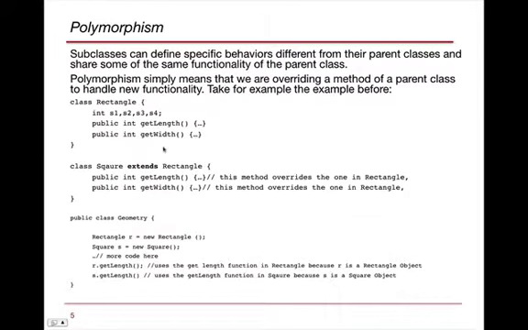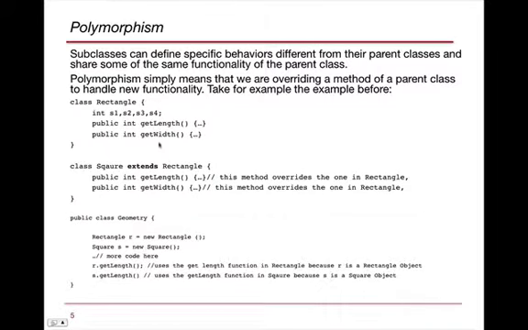Now, polymorphism is a topic within object-oriented programming. Basically, it says that subclasses can define specific behaviors that are different from their parent class, even though they'll use the same name. This is basically called overriding. So here we see we have class Rectangle with the declaration of the integer variables. I have two methods, getLength and getWidth, which perform some action. I now have class Square extends Rectangle.